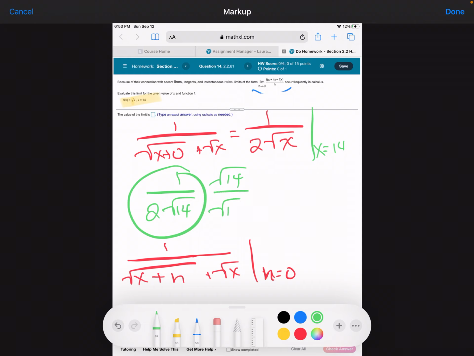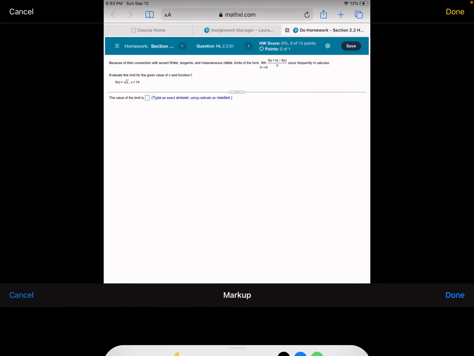If you do rationalize, it will look like this. So there it is, rationalized. And so again, what we just did is the slope of the tangent line to the curve f of x at the point x, okay? So in this case, at x equals 14. Now, another word for that is the derivative, which we won't know just yet, but we will find out soon enough.